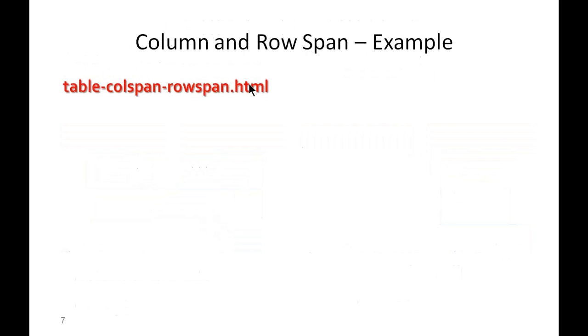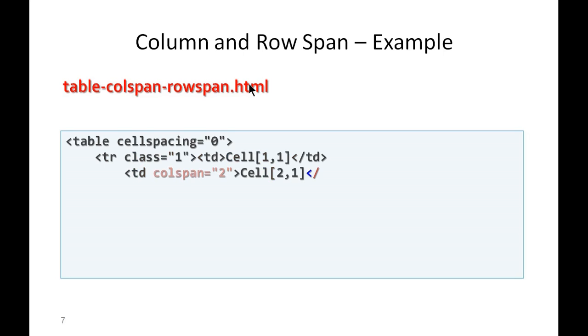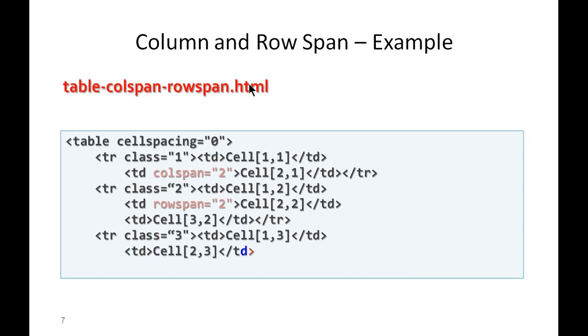Simple example. Now we will see the table column span and row span example. Make a file in Notepad with the name table column span row span.html. You can give any name you want. This is the code. First you write the html tag, then head, title and body. I am writing only the basic code here. The table tag starts, then cellspacing, which we have seen, is equal to 0. Then opening the tr tag, class equal to 1.